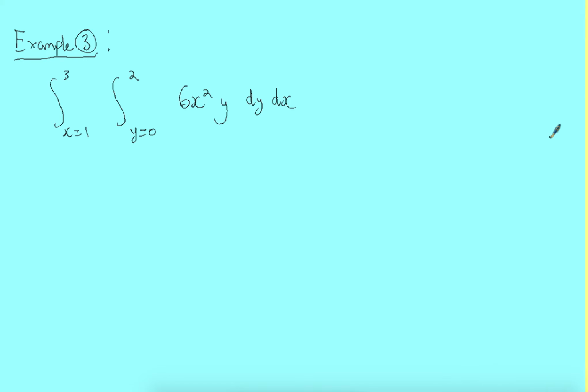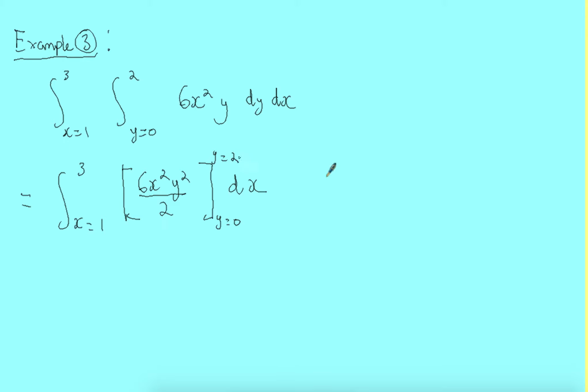Okay, so that's equal to the integral between x equals 1 and 3 of, so this time I'm integrating y, and x is just a constant, so that's going to be 6x squared y squared over 2 dx, and between y equals 0 and y equals 2 is my limit.